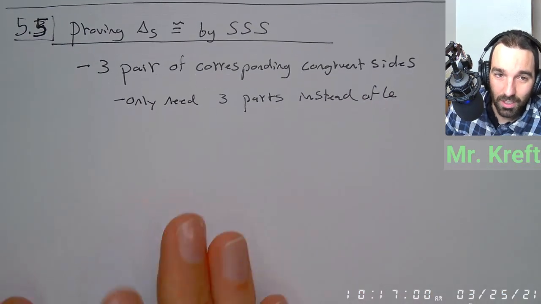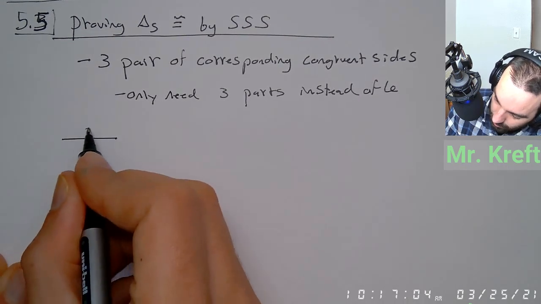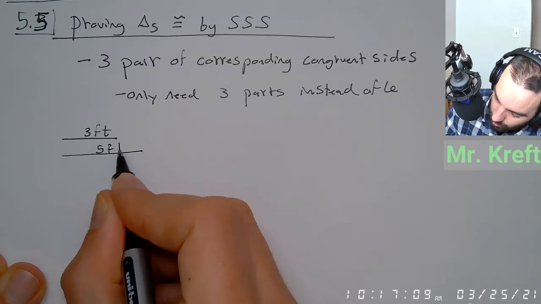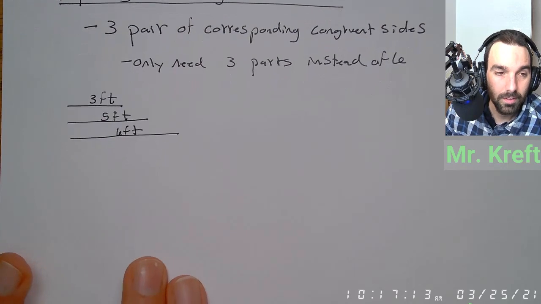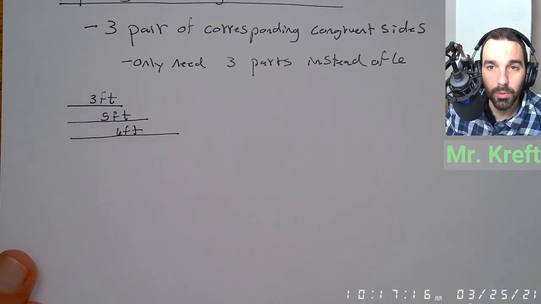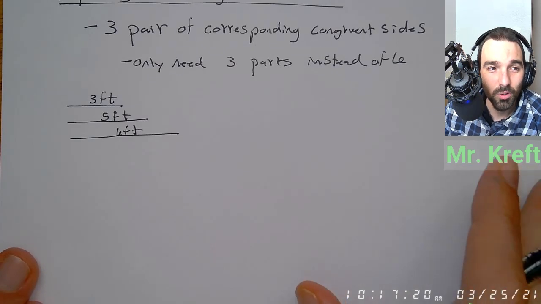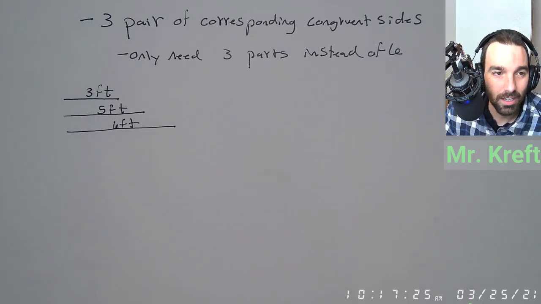Okay. So let me show you how this works. Let's say I have three pieces of wood: a 3-foot piece, a 5-foot piece, and a 6-foot piece. What we want to do is put these pieces of wood together to make a triangle. So what do you guys think? If I put these three pieces of wood together, how many unique triangles do you think I can get? I think I kind of spoiled the answer, but what do you guys think?